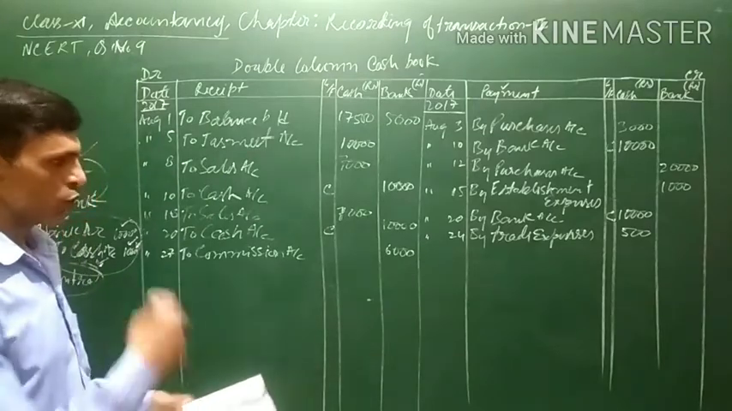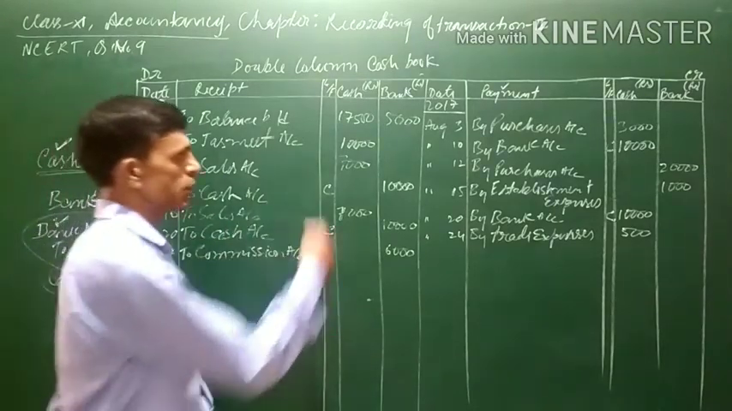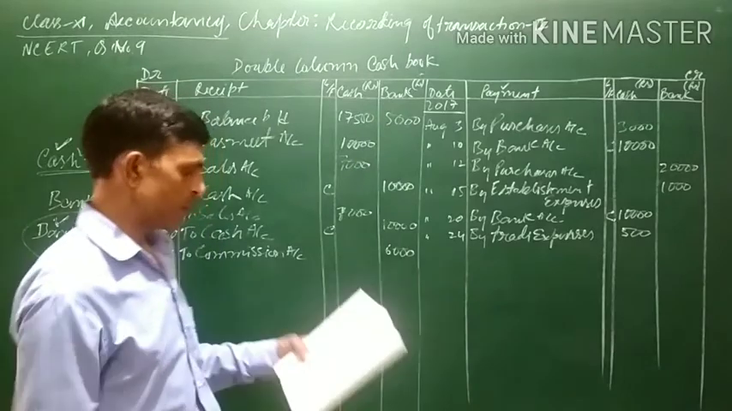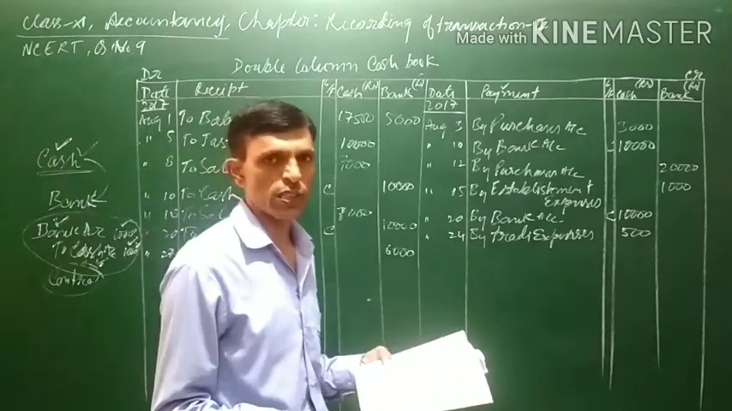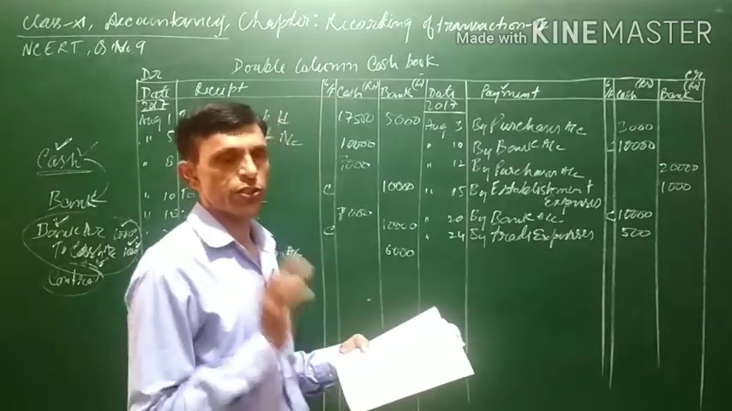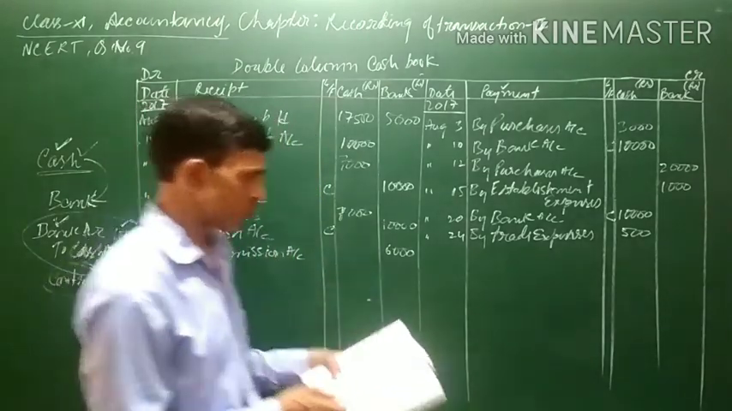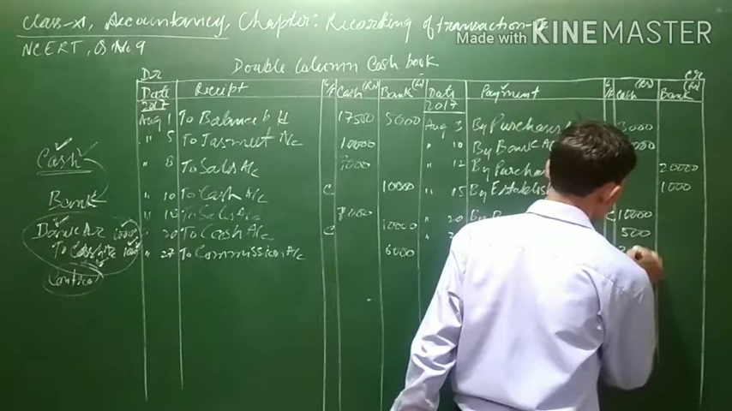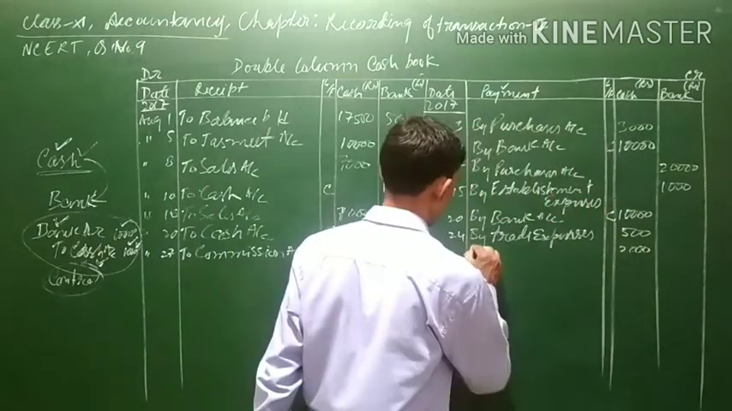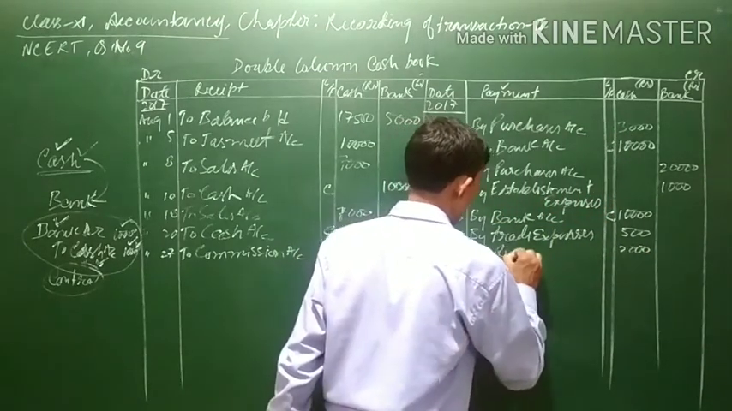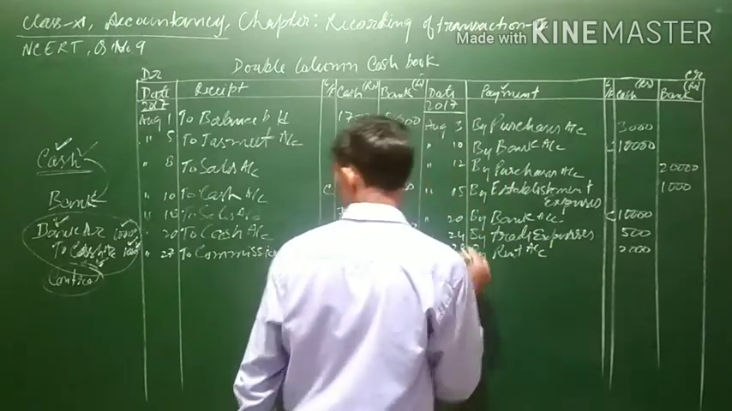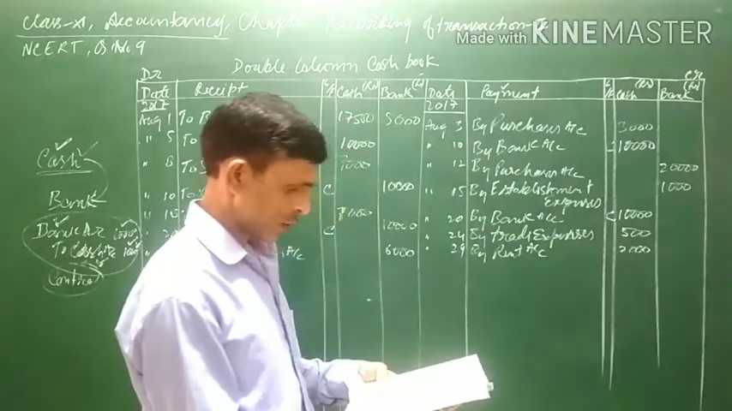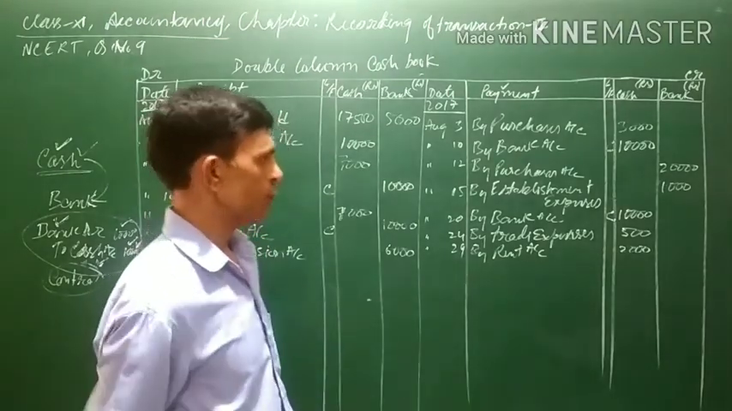Again, rent is paid on 29th. Again, payment is being made, so it will be written on the payment side. If nothing is mentioned, whether cash or check, we will assume it is a cash transaction. Rent is paid, 2,000 is being paid. 2,000 will be going out of the business on account of rent. By rent account, that is on 29th.